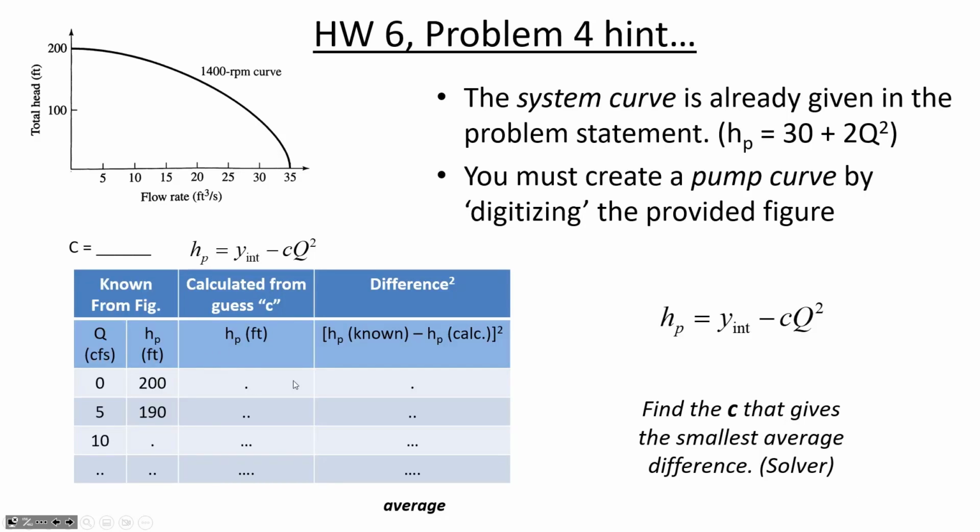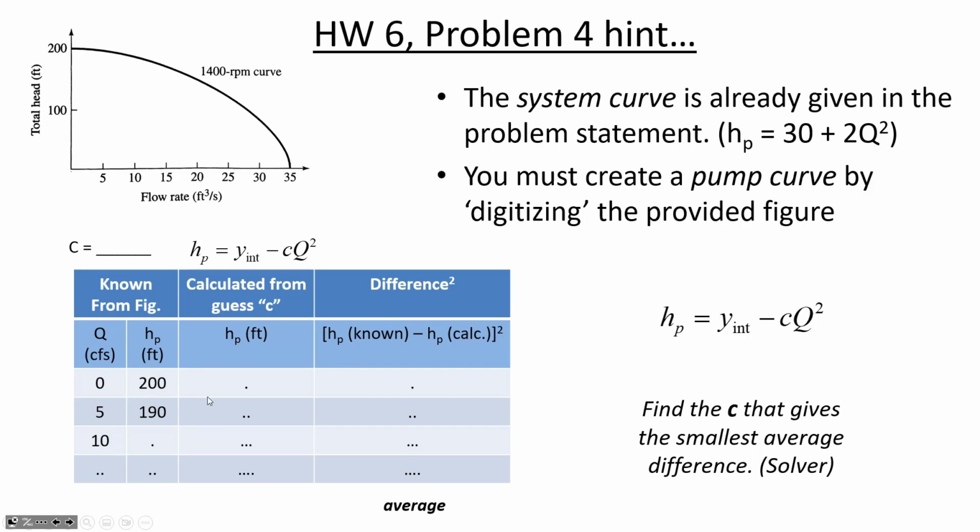Then in this third column, you're creating a guess of what is the pump head being added based on the form of this equation. The form of a pump equation is that there's some intercept, so 200 is the intercept, minus a coefficient times the flow rate squared. So the big unknown is, what is the coefficient that you should use for a best fit between all of the data that you observe and your attempt to replicate it by digitizing the curve.